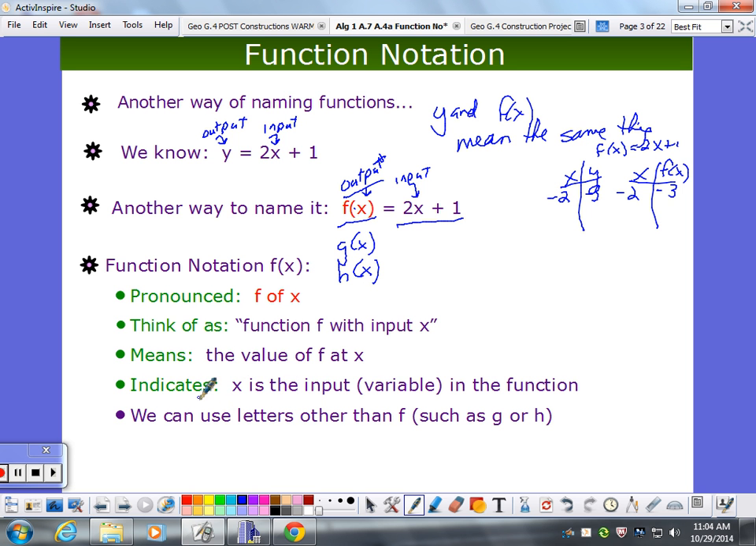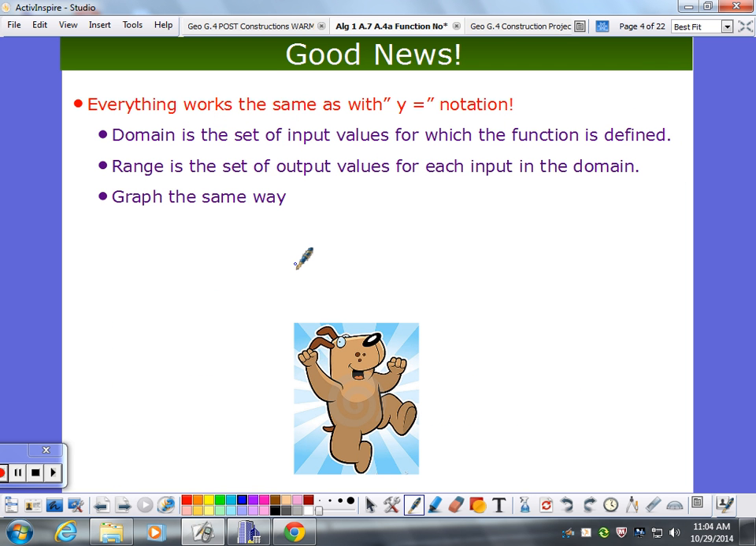Okay? Stay with me here. And the y, somebody said y right away, which is a good question. So let's keep looking. So the good news, everything works the same as when you say y equals. Domain is still the set of inputs. Range is still the set of outputs. You graph everything exactly the same way. You use table values. You can still use intercepts. Everything's the same. Instead of saying y equals, I'm saying f of x equals, or g of x or h of x, whatever I'm calling my function.